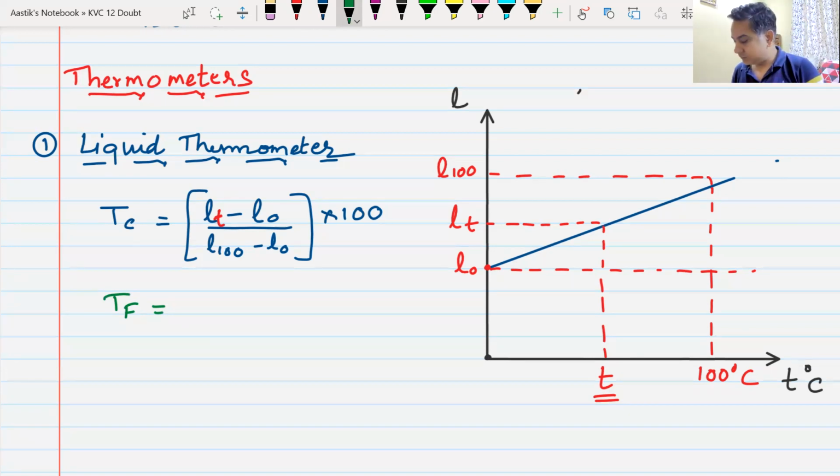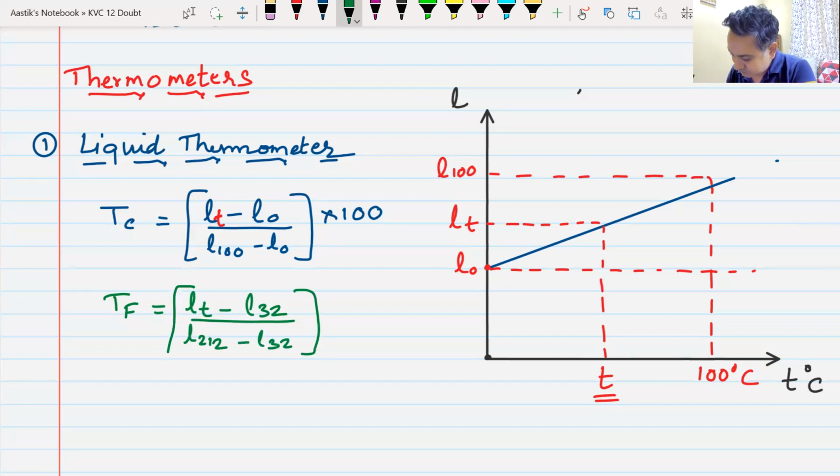(L_T minus L_32) by... L_T, well done, minus L_32, length at 32 degrees, very correct, divided by L_212 minus L_32, length at 212 minus length at 32, multiplied by what? 180. It has got 180 equal divisions. Do you understand this, or has this gone above your head? Don't worry.